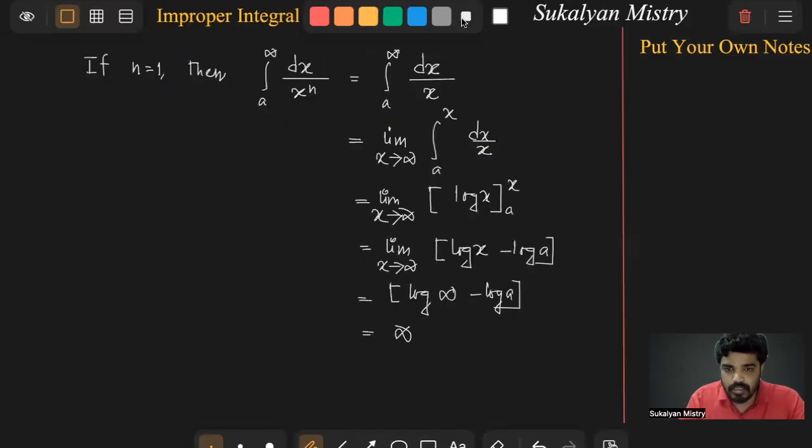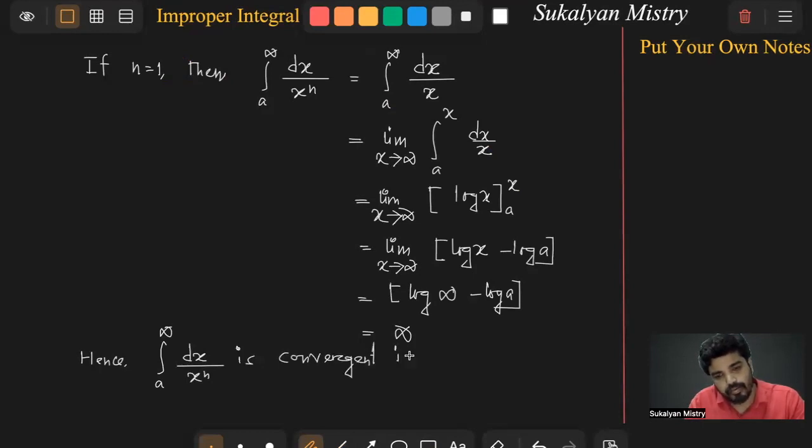Hence we conclude that the integral from a to infinity of dx by x to the power n is convergent if n is greater than 1 and divergent if n is less than or equal to 1.